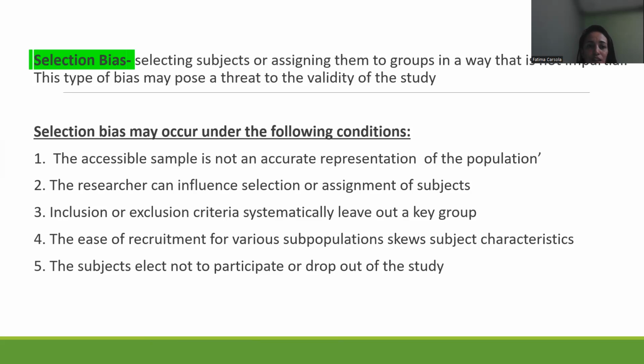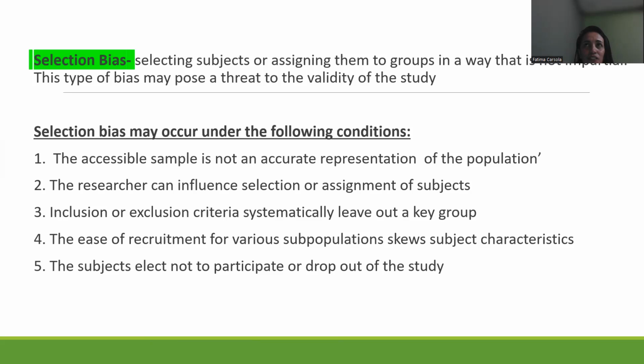So in your inclusion criteria, you have the things that you think of as the characteristics of your key informants, your participants, or your respondents. But then again, you may leave out a key group. You might be neglecting a very important part of the population or the sample. The ease of recruitment varies, so the population skews subject characteristics.